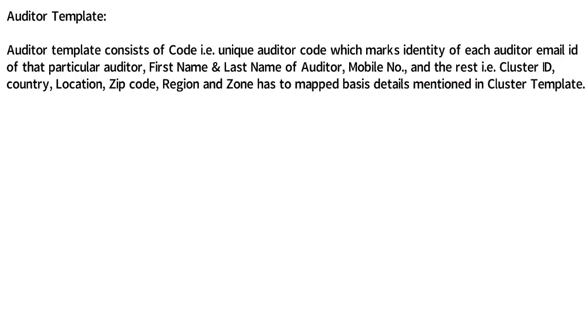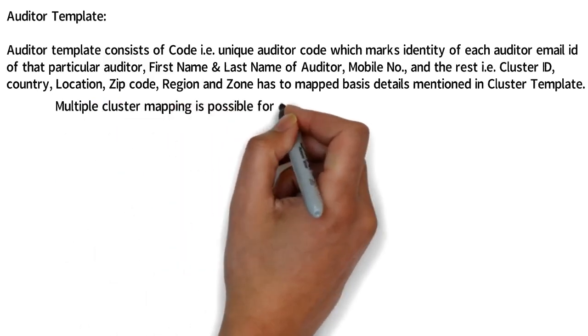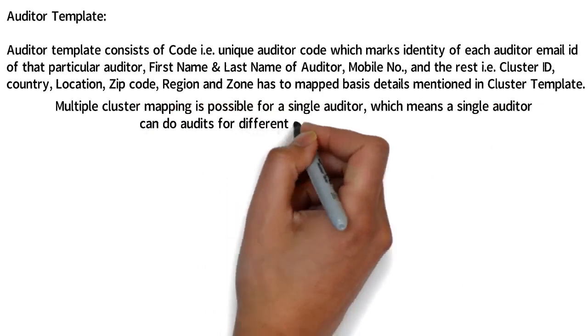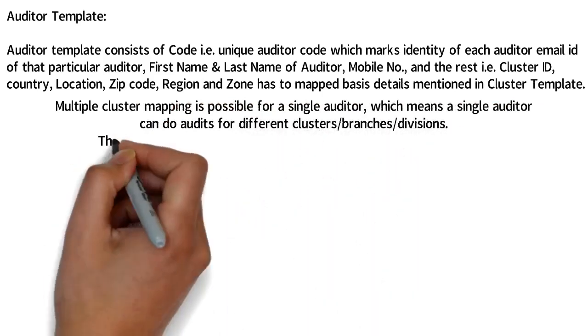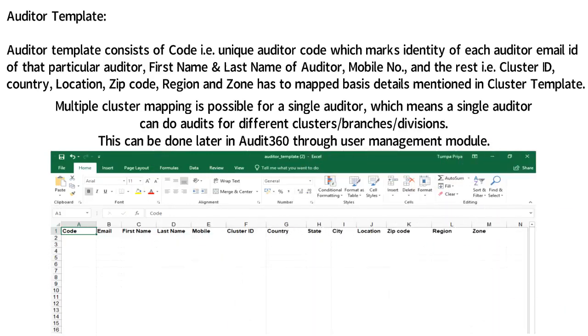Cluster ID here has to be referred from cluster template and has to be exactly the same as mentioned in the cluster template. Code can be alphanumeric without any special character. Email ID should not have space and must be in format. Multiple cluster mapping is possible for a single auditor, which means a single auditor can do audits for different clusters, branches, or divisions. This can be done later in Audit 360 through User Management module.